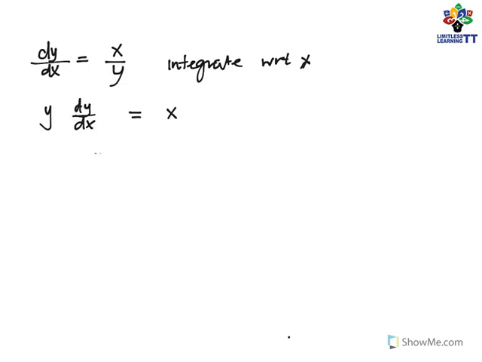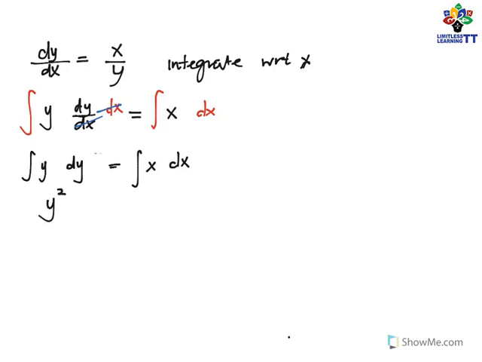Alright, so I'm now going to drop an integral sign here with respect to x, and then also on this side with respect to x. That means that this dx and this dx will cancel. So on the left hand side I will have the integral of y with respect to y is equal to the integral of x with respect to x. And so now the integral of y with respect to y should give me y squared over 2. And then the integral of x with respect to x will give me x squared over 2 plus c.